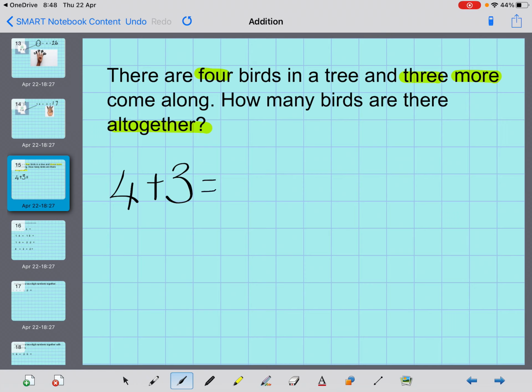Now I can write my number sentence, 4 add 3 equals, and I can work this out with my fingers. I can either show 4 fingers add 3 fingers and count them together, makes 7, or I can lock 4 in my head and add on 3 fingers. 4, 5, 6, 7.